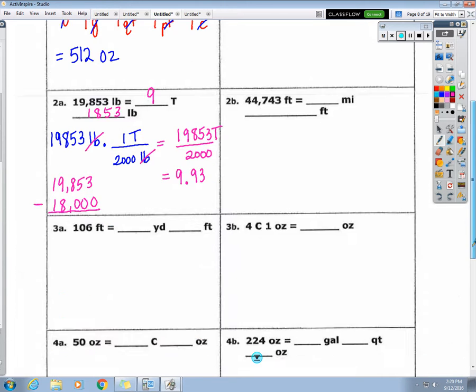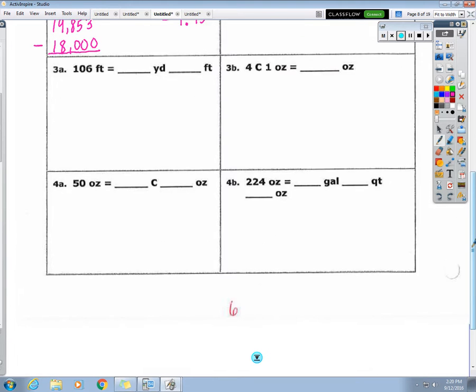3A. Next, we need to convert this 106 feet into yards. So we start out our chain with 106 feet. That means the next denominator needs to be feet. What do you know about feet to yards? 3 feet and 1 yard. Okay, so now we've made it to yards, which is where we wanted to, so we're ready to cancel out the feet. In the top, we have 106 times 1, so 106 yards. But on the bottom, we have 3, so we have to divide it out, and what do you get?